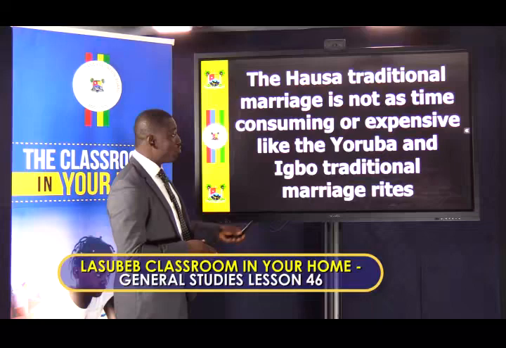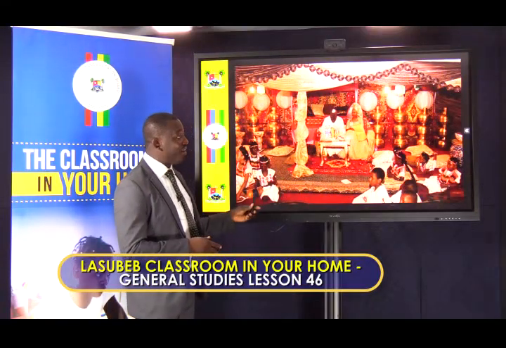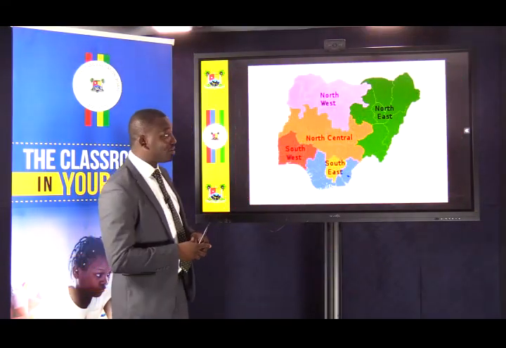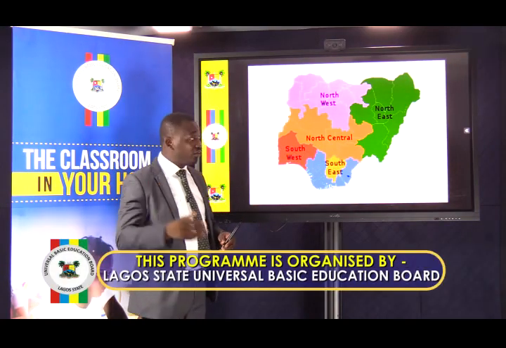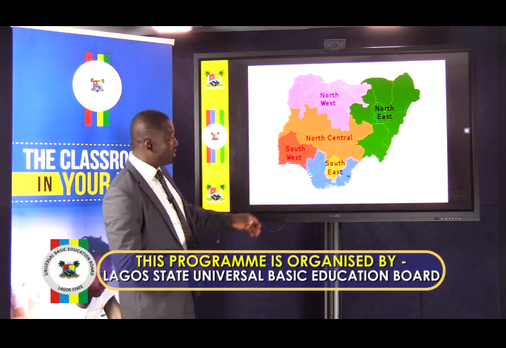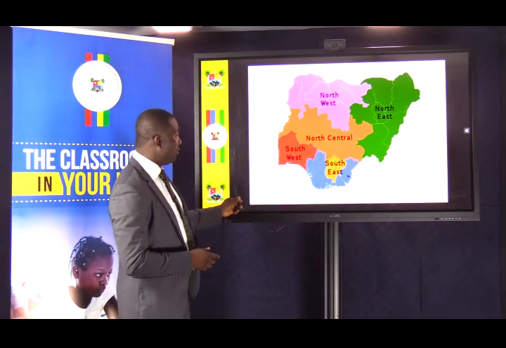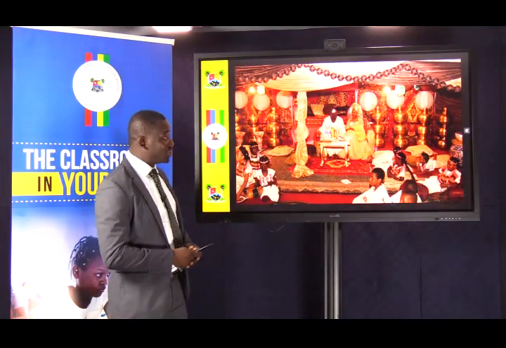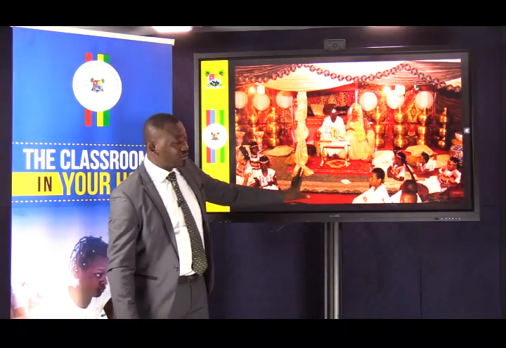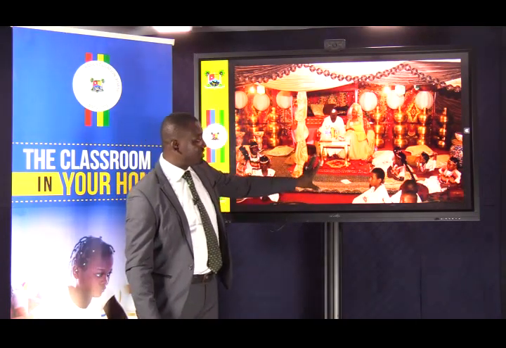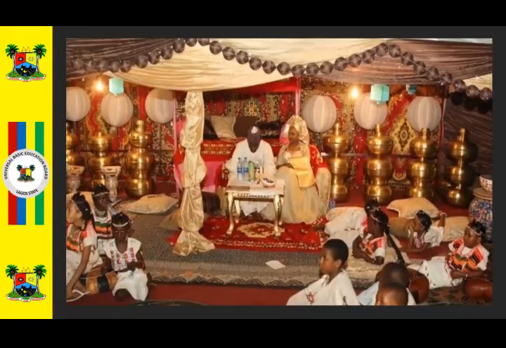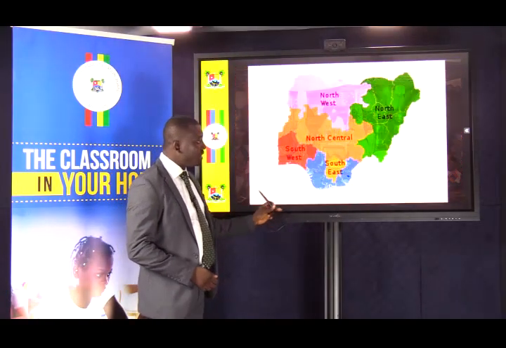And who are the Hausa people? The Hausa people are from the northern part of the country, from Kaduna to Kano to Zamfara. So they occupy the north central, the northwest, and the northeastern part of Nigeria. And if you look at the screen, this is a good representation of a Hausa marriage ceremony. You can see the bride and the groom, and you can see people celebrating with them. In fact, these are kids. Okay, let's move on.